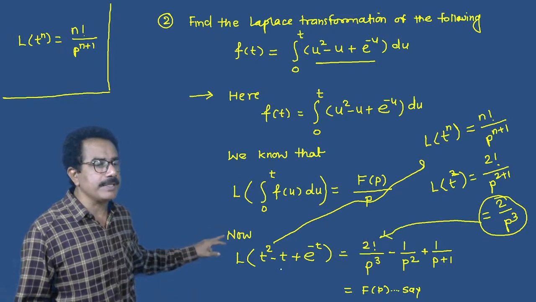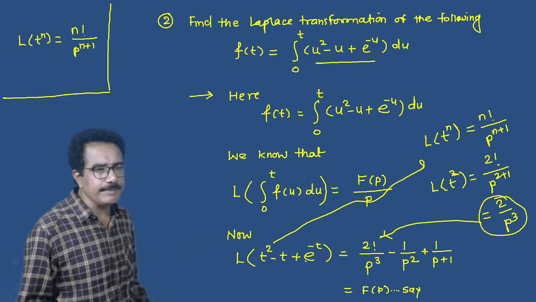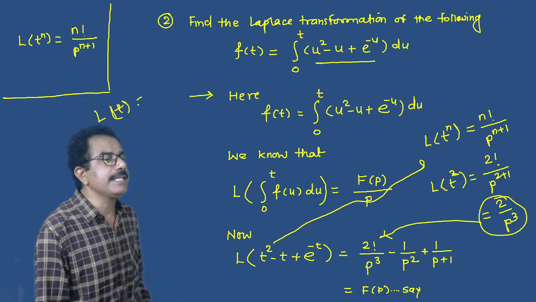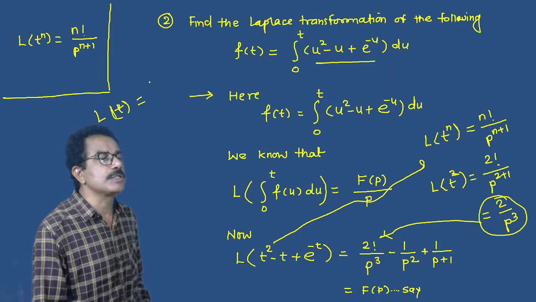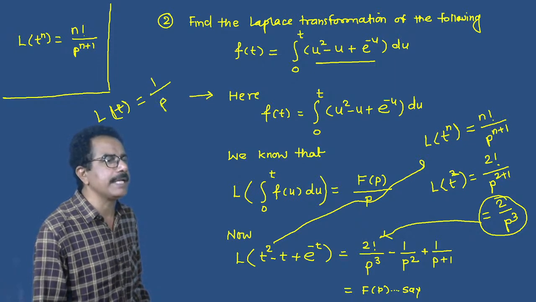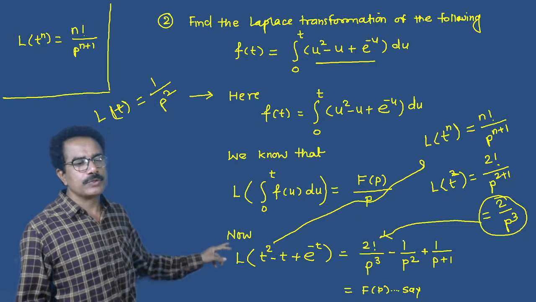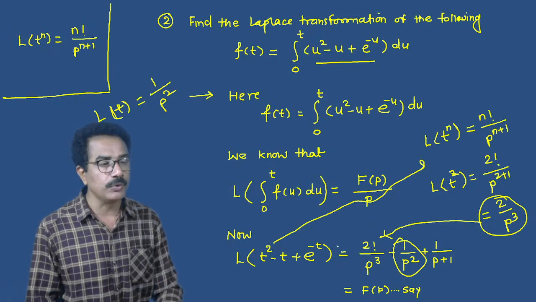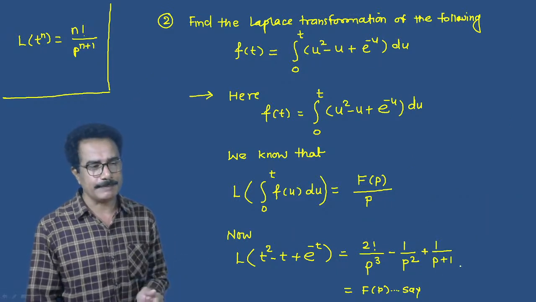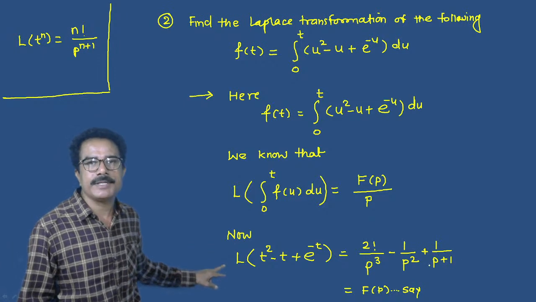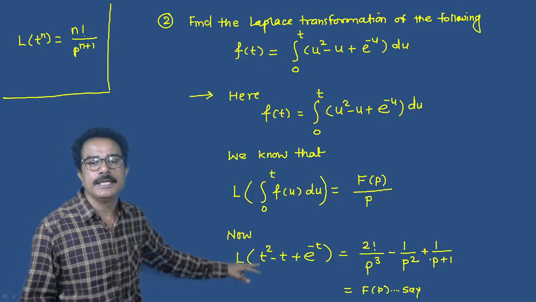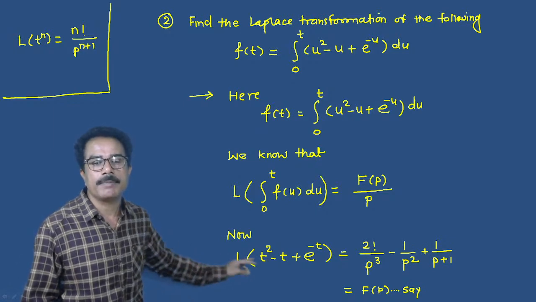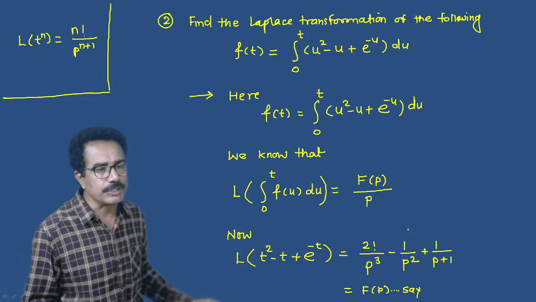Similarly, Laplace transformation of t, the second term is t. So Laplace transform of t, here n is 1. So n factorial means 1 factorial is 1 divided by p raised to 1 plus 1 means 2. So we will get this second factor. And Laplace transformation of e raised to minus t, you know that is 1 upon p plus 1. So the Laplace transformation is a linear transformation. We can calculate Laplace transformation of t square minus Laplace transformation of t plus Laplace transformation of e raised to minus t, which gives the resultant value.